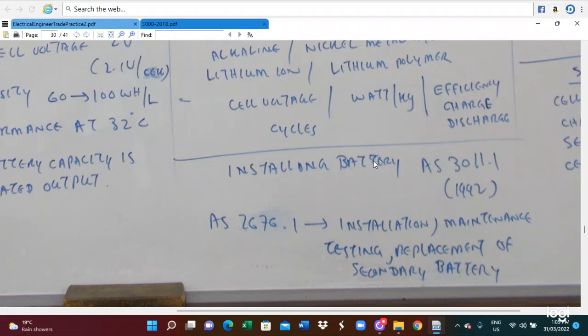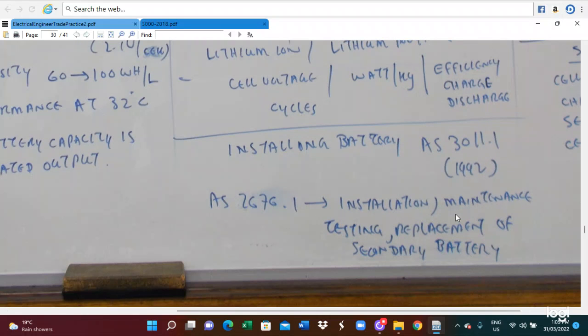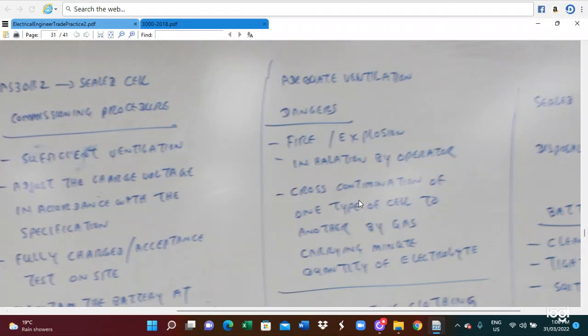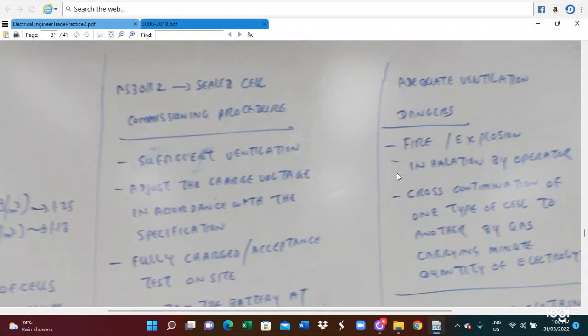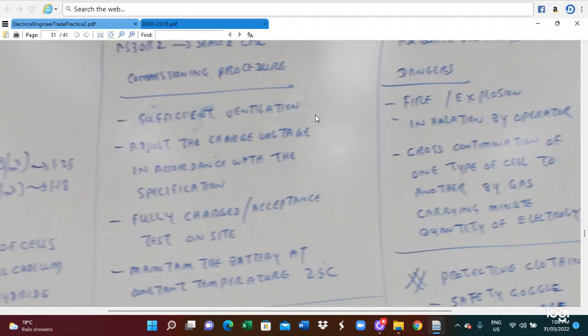For the installation of batteries, we must follow AS 3011.1, 1992 edition. Similarly, we must follow AS 2676.1, which relates to the installation, maintenance, testing, and replacement of secondary batteries. And also AS 3022 must be utilized for the cell.